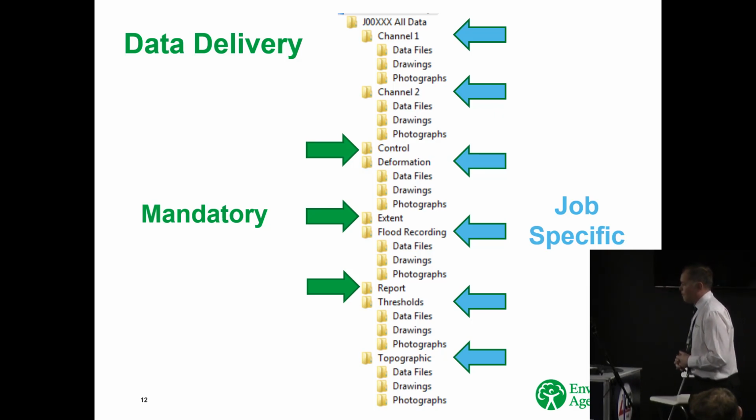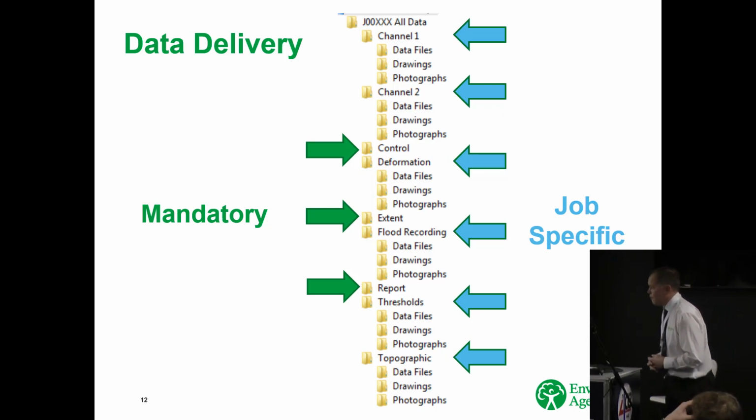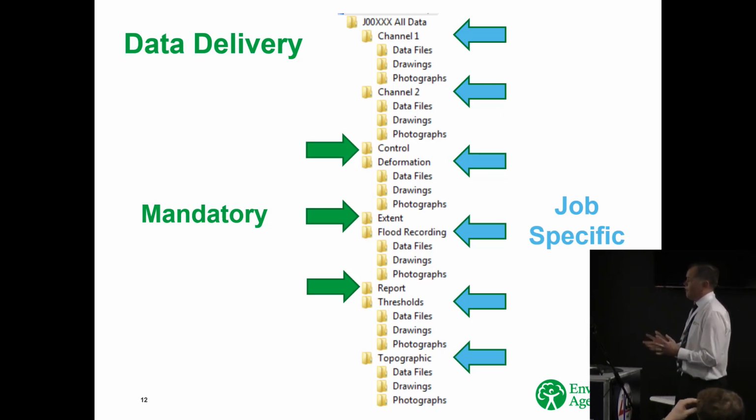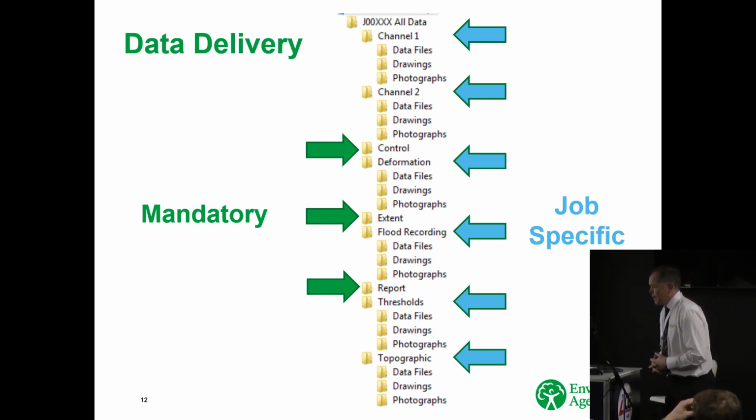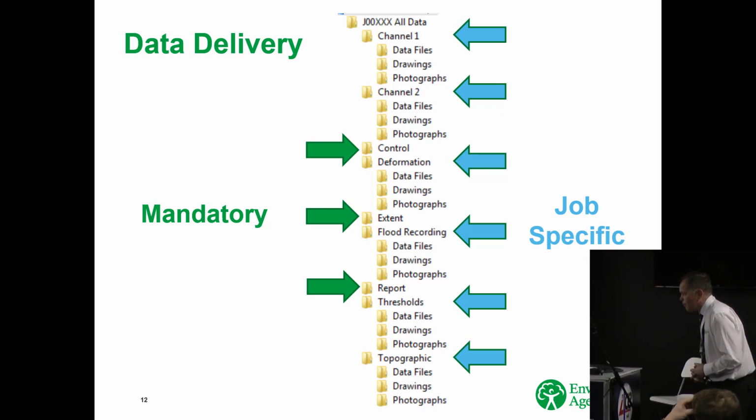So we've got the control, survey extents, and the report. And then depending on what job you've done for us, there'll be the channel folders. So if you've only surveyed one water course, then there'll only be one channel folder. And then the others, threshold surveys, topographic surveys, deformation surveys, they're all just depending on what the requirements of the survey scope are.